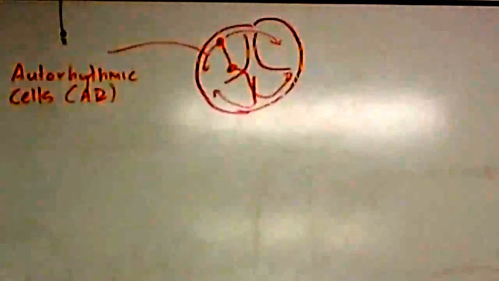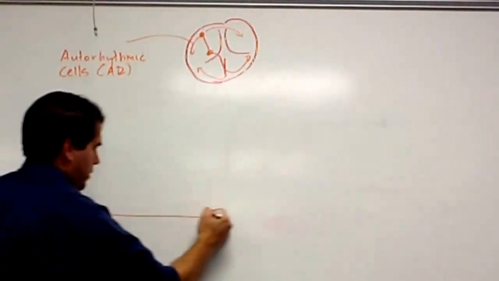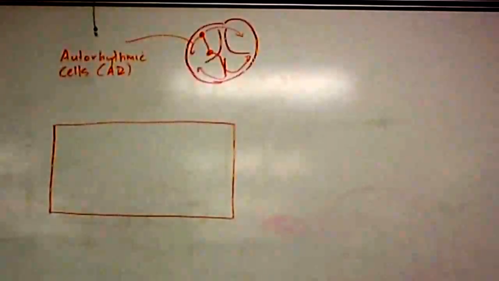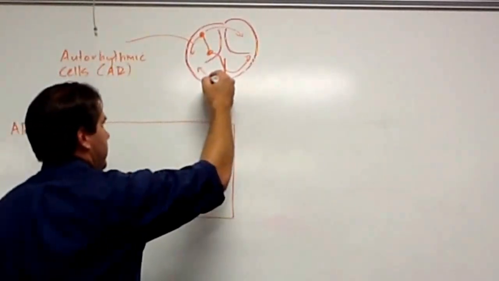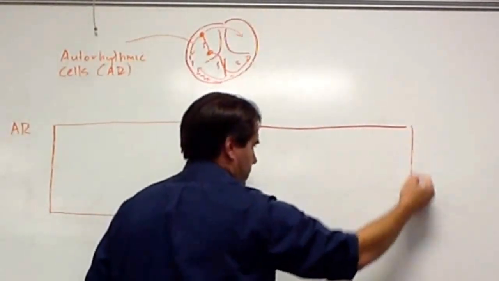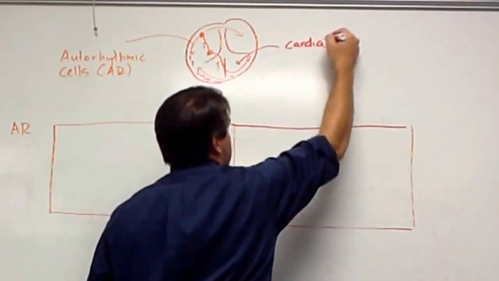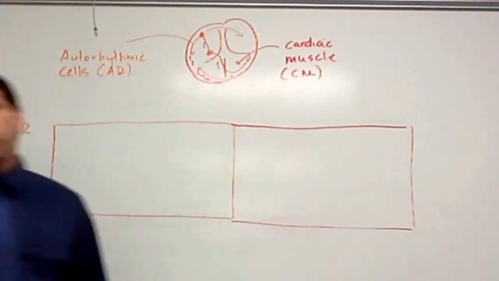And the way we're going to draw this is we're going to pretend, since cardiac cells are kind of rectangular, I mean they're branched, but just to simplify, we're going to draw them as rectangles, and this is an AR cell. Everything else, all the other cells in here, we're going to represent by this rectangle, and these are just simply called cardiac muscle. We'll abbreviate them as CM cells.